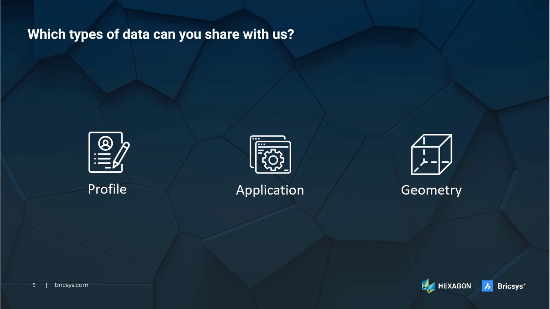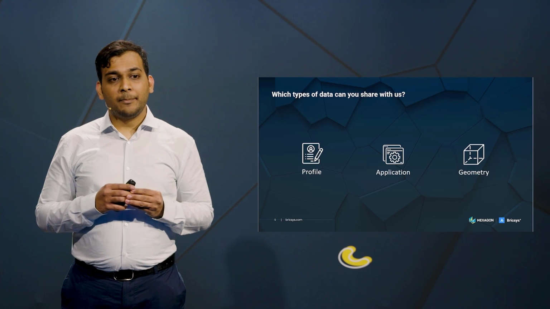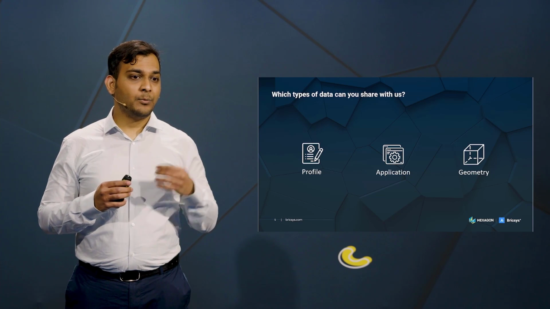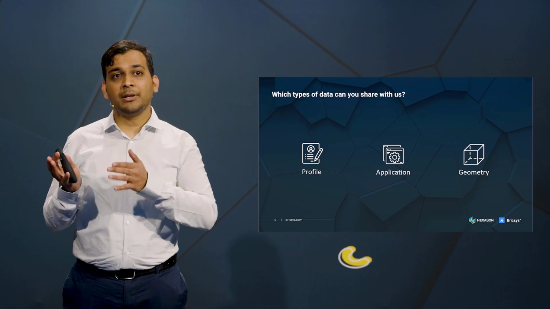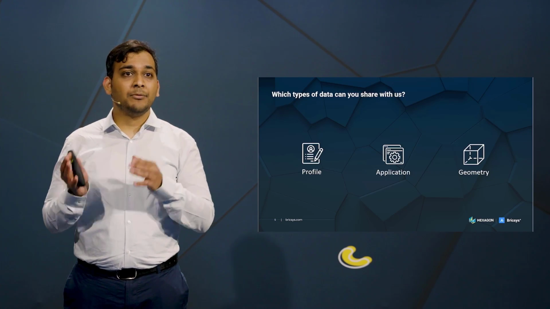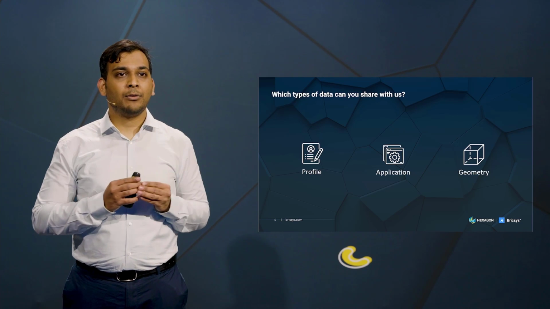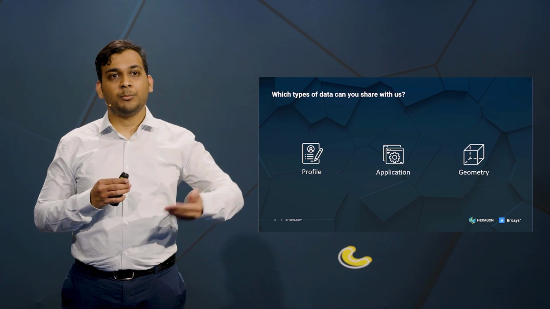So what do we do in this program, and what do we ask to share from you? Within the program, we ask you to share 3 types of data, which are profile data, application data, and geometric data. Profile data encompasses information on the operating system you use and the workspaces you typically use on a day-to-day basis. Application data refers to the commands which you use on a day-to-day basis. And geometric information is basically the information needed for a machine learning algorithm to automate all your design process.